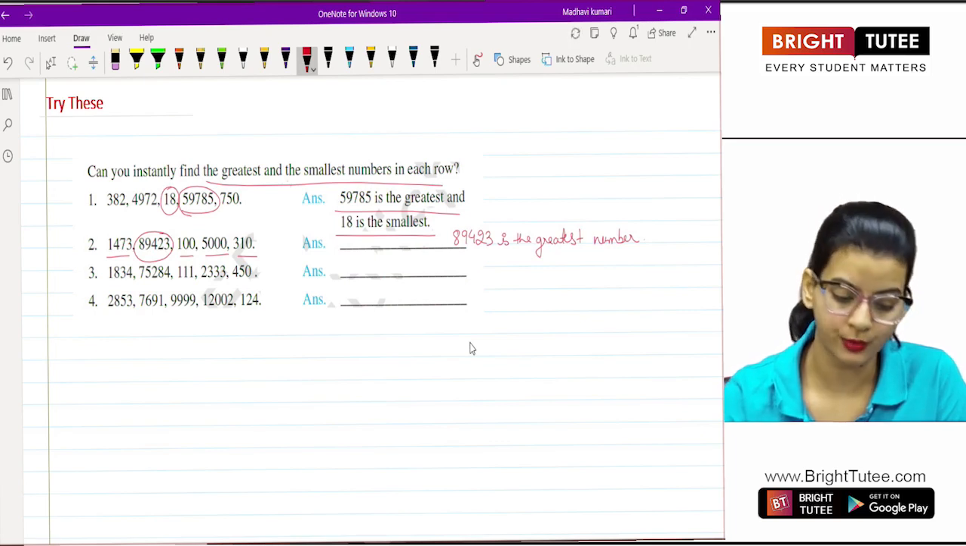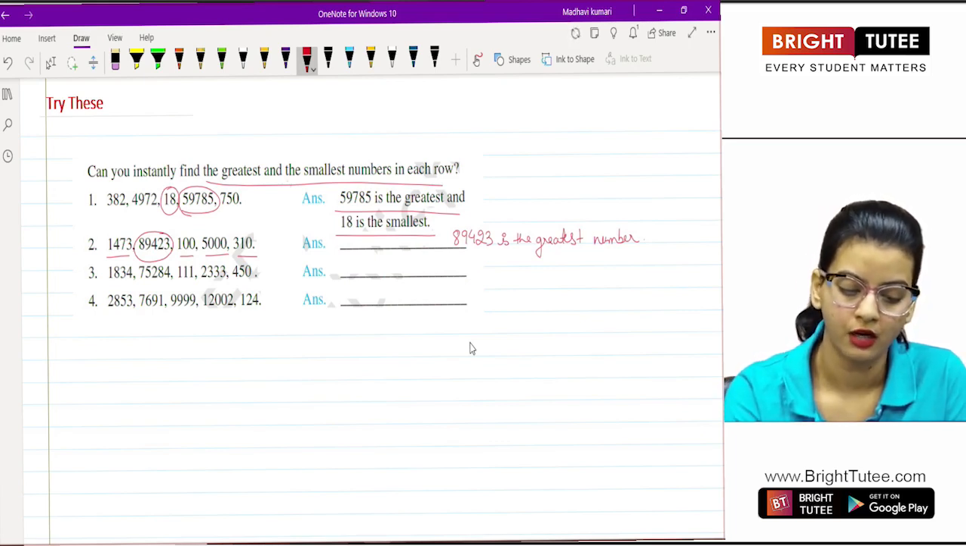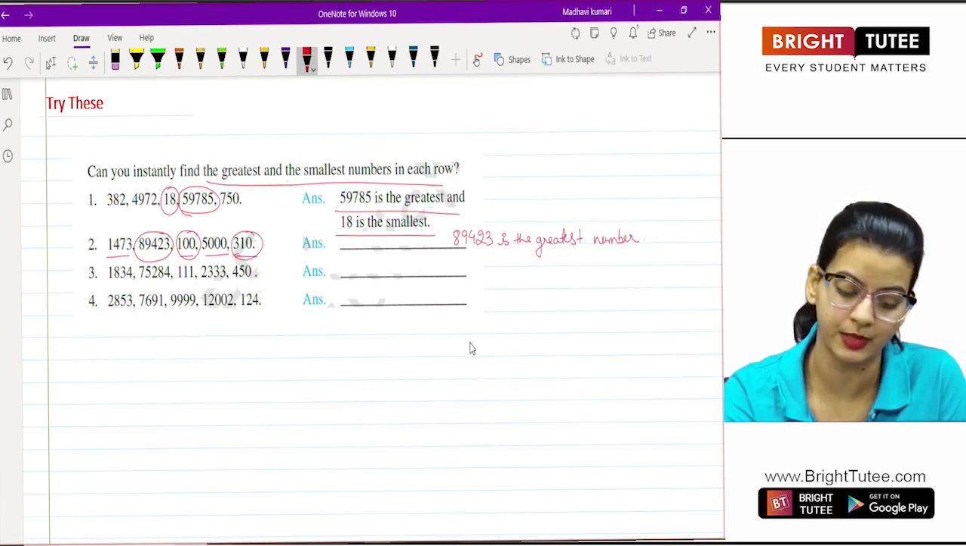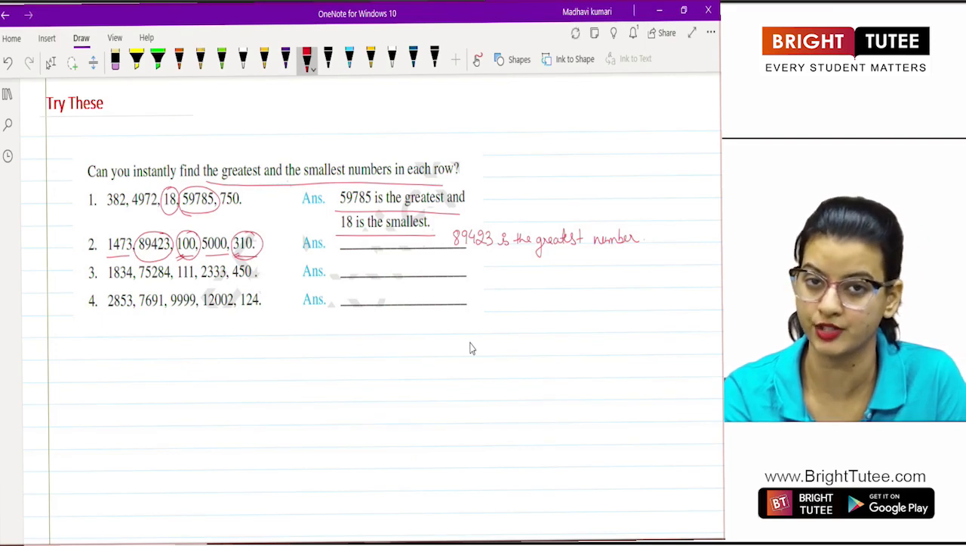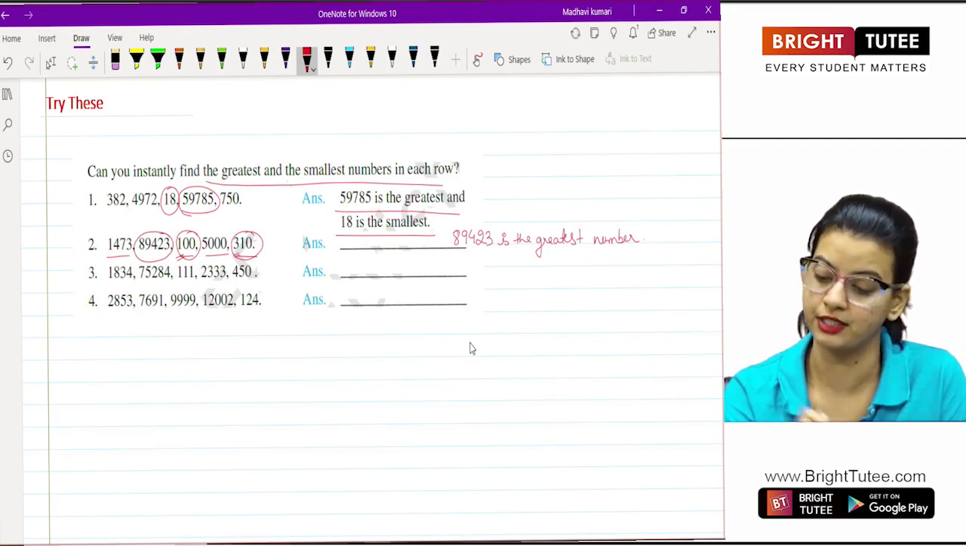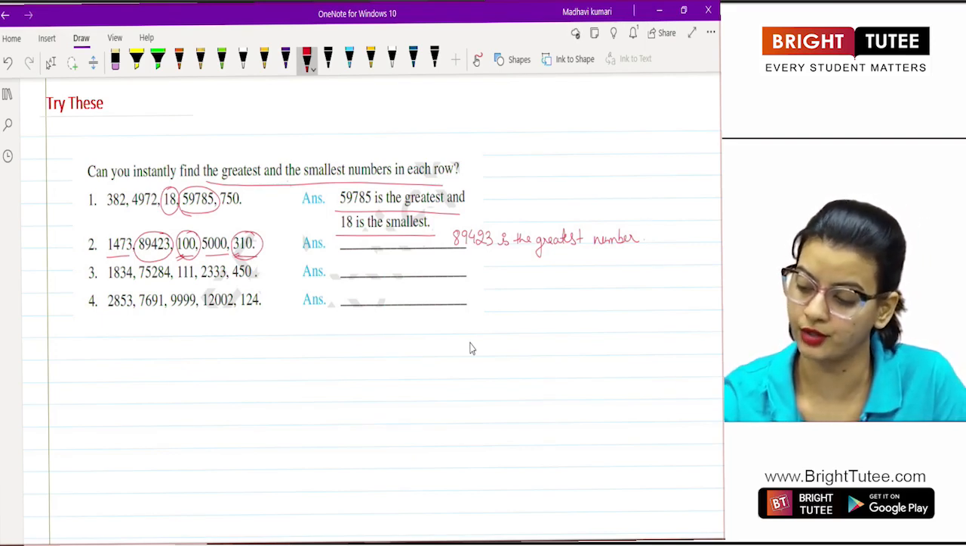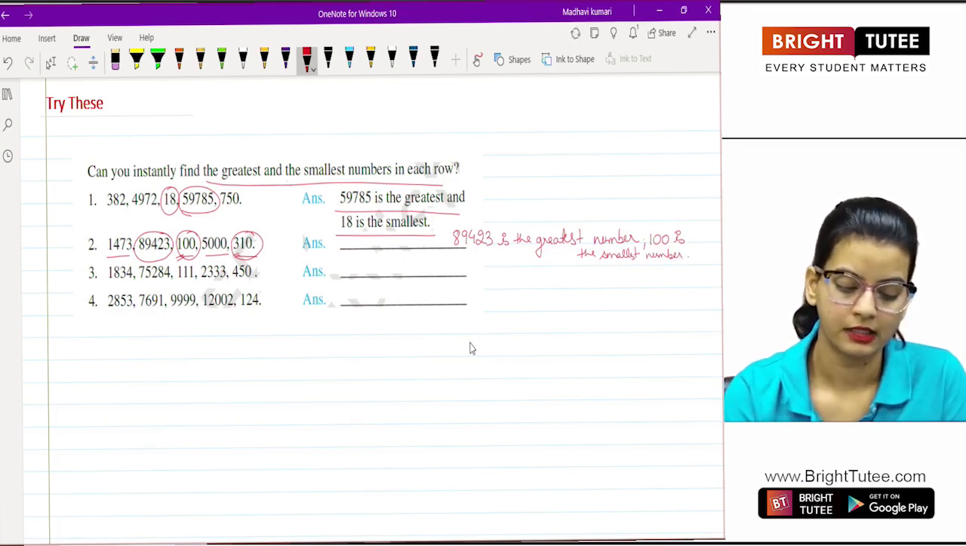Okay, and what about the smallest number? So over here we can see that this is a 3-digit number and this is also a 3-digit number, but then this number has got 3 in the hundreds place and this number has got 1 in the hundreds place, and 1 is smaller than 3. So what we are going to write? We will write 100 is the smallest number. Okay, right.